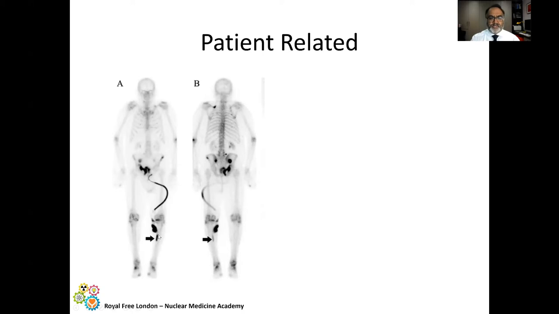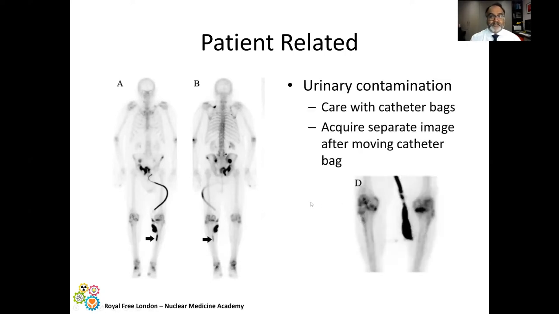But what's this uptake along the tibia? Is that in the bone or is that part of the catheter bag? Again, you need to have some way of differentiating that. So in this case, a separate acquisition was made. You can take another acquisition of the catheter bag to prove that the activity is all related to the catheter bag, and perhaps reposition the catheter bag and make sure there isn't any activity overlying the bone, which would be confused with a bone metastasis.